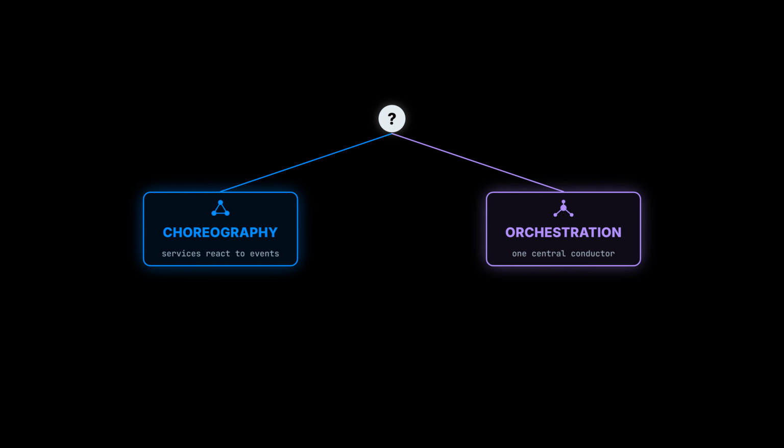Who's keeping track, and who fires the compensation when things go wrong? There are two very different answers to that question, and they lead to completely different architectures. The first approach is called choreography.